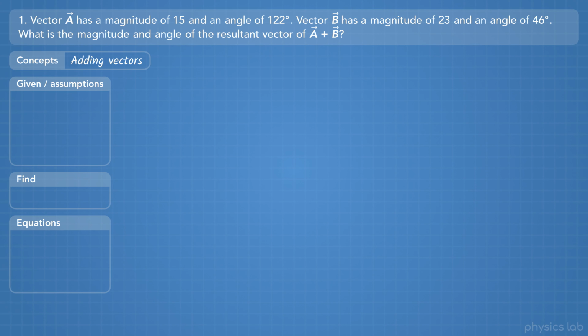Let's read through this again and find the important information. We're given two vectors. Vector A has a magnitude of 15, but we're not given any units. It has an angle of 122 degrees. So let's write down A equals 15 and theta A is 122 degrees. Vector B has a magnitude of 23 and an angle of 46 degrees, and we'll write that down.